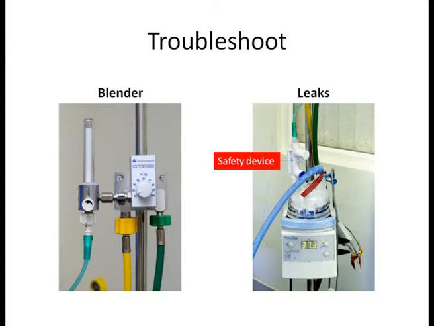The second troubleshoot is leaks in the circuit. The most common sites of leaks are either the interface or in the circuit. The common sites of leak in the circuit are at the safety device, that is at the area of FiO2 monitoring, or at the area of pressure release valve or pressure manometer. It can also be at the area where the temperature probes are connected to the inspiratory limb.